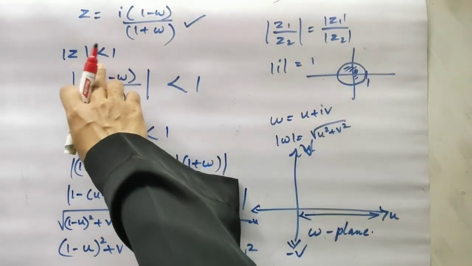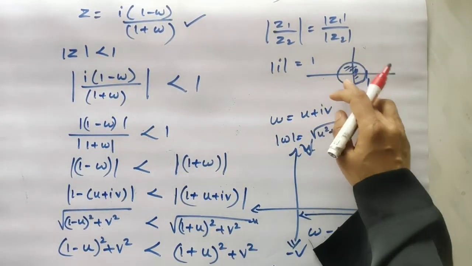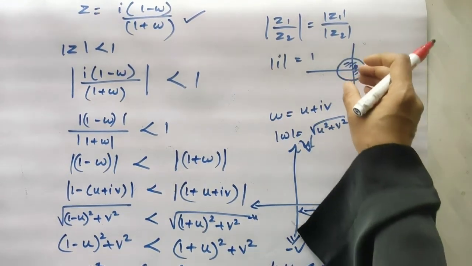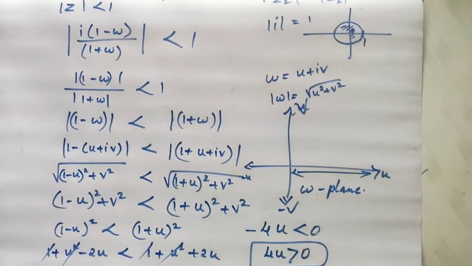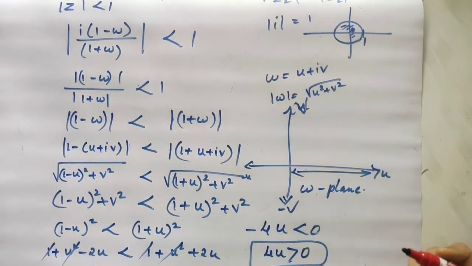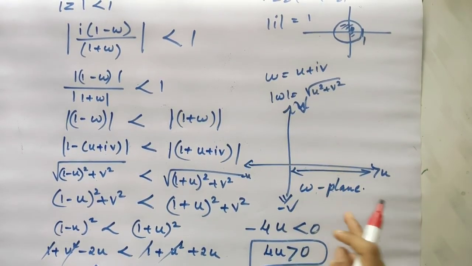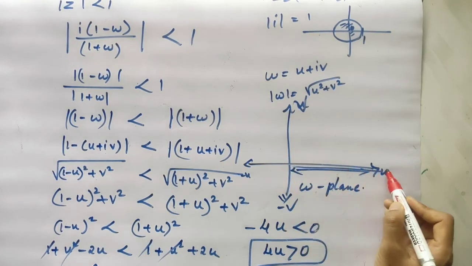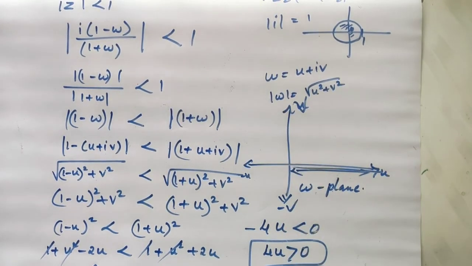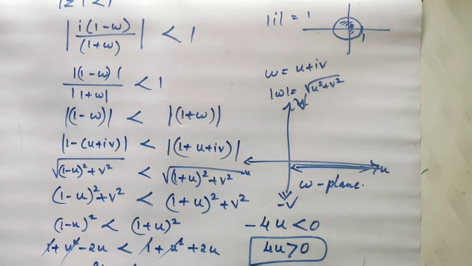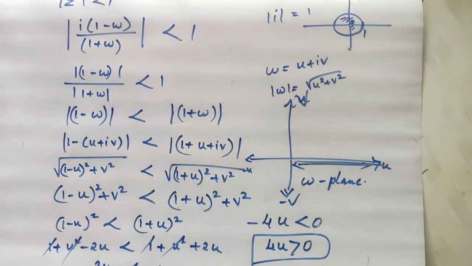When you put mod z less than 1, if you consider all the interior points, the image of those interior points of the circle mod z less than 1 is mapped to the region u greater than 0 of the w plane, that is the entire right half in the positive direction. This gives you the complete solution for this problem.